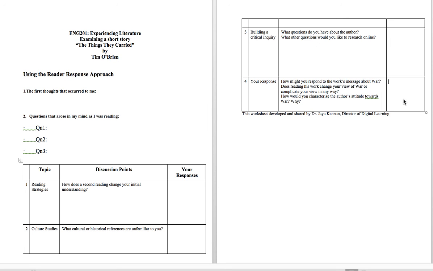What are your own feelings about war, and have they changed as a result of reading the story? This is the kind of reader response worksheet that we're going to be using throughout the semester, and I hope this little overview of it as it relates to The Things They Carried by Tim O'Brien has been helpful to you as you begin to read the story and respond to it in the reader response approach.